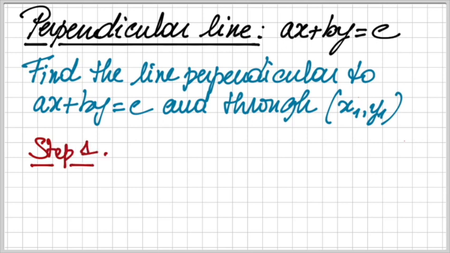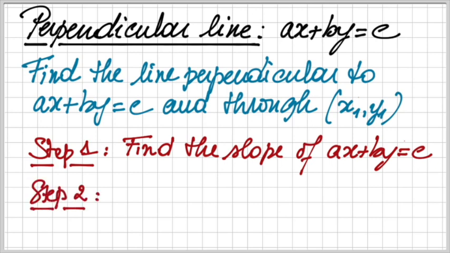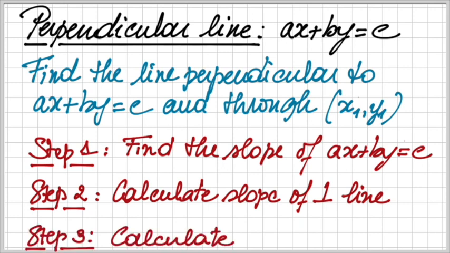The first step is to find the slope of ax plus by is equal to c. With the slope, we then can find the slope of the perpendicular line, because we know that the product of the two slopes is equal to minus 1, which means that the two lines are perpendicular to each other. The last step is where we calculate k, the y-intercept of the perpendicular line.